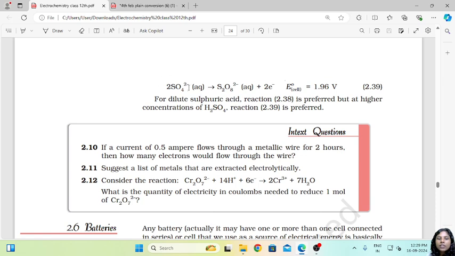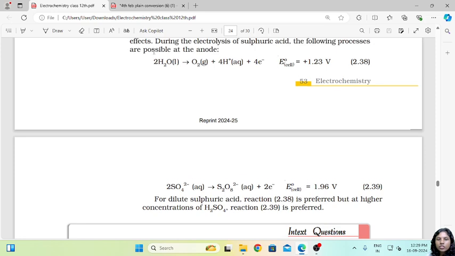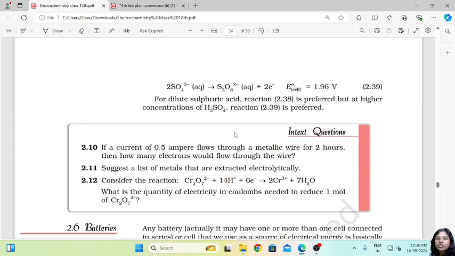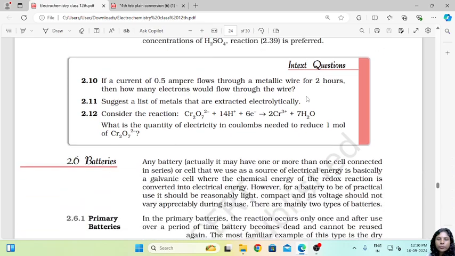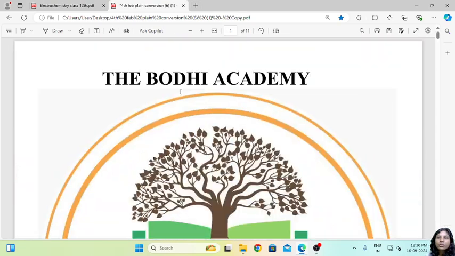If we have sulfuric acid, for dilute sulfuric acid reaction 2.38 is preferred, but at higher concentration of H2SO4 reaction 2.39 is preferred. So what is happening when the concentration is low? In that case we prefer this reaction. When the concentration of H2SO4 is higher, in that case this reaction is preferred, which has a higher E0 cell value. Okay, so that was it for this part of the chapter.